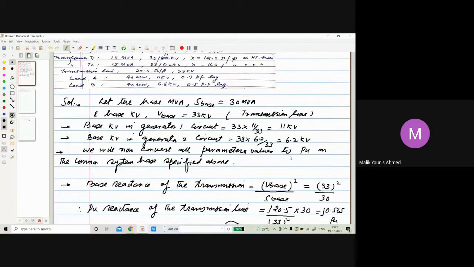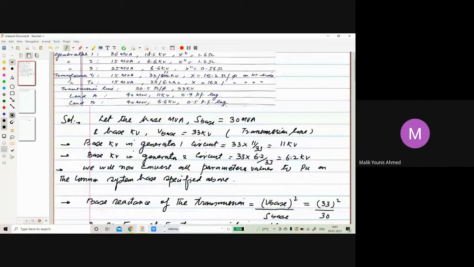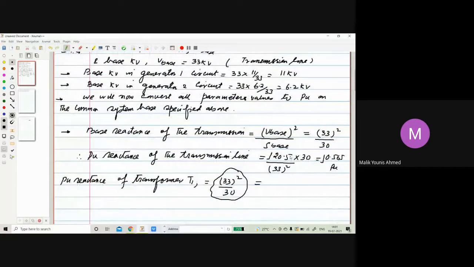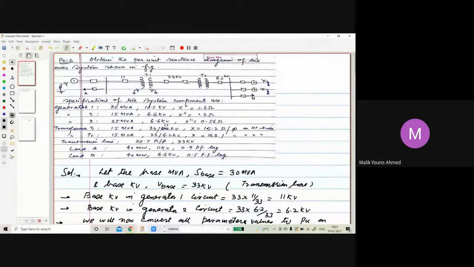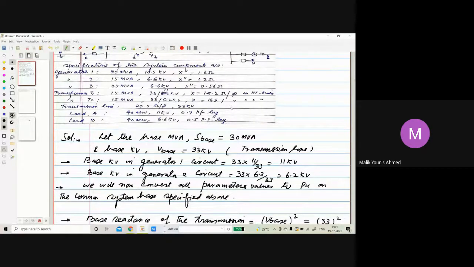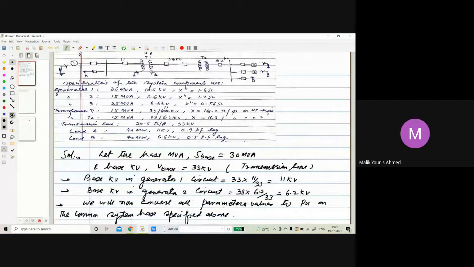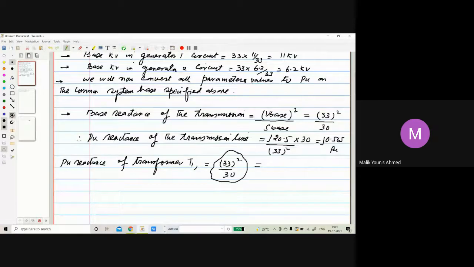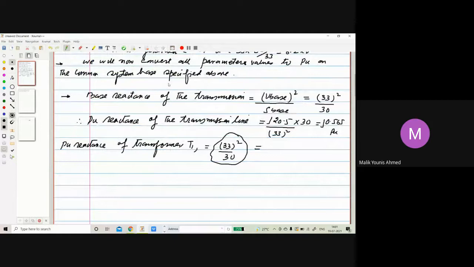What is the actual value in the transformer T1? That is 15.2 ohms per phase on the HT side. HT side is this one, so we are using the same. We have to use the base of the HT side, the high tension side, which is 33 kV. So the base value has to be chosen as 33 kV here. It is specified.